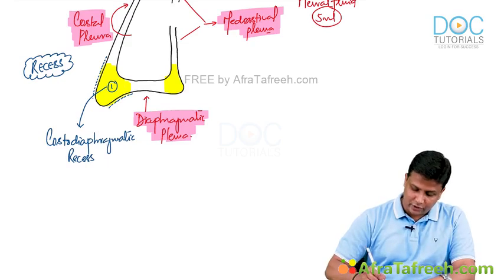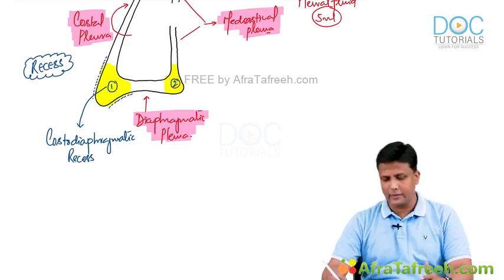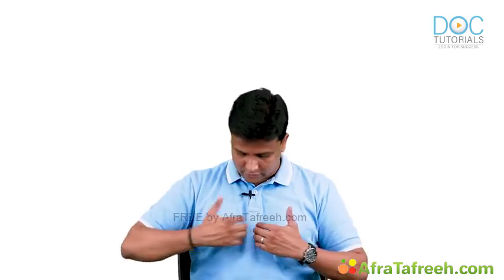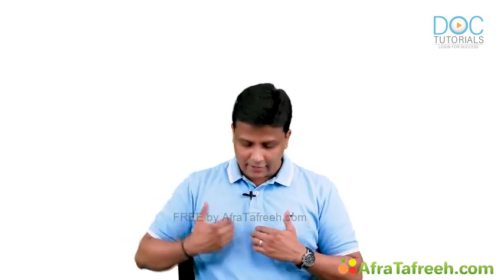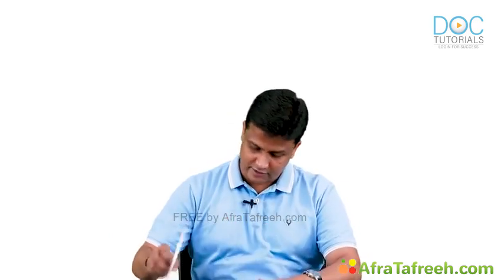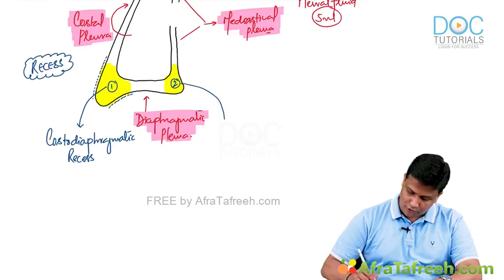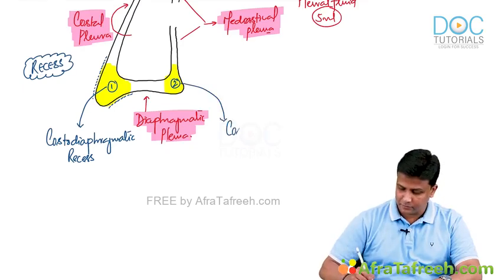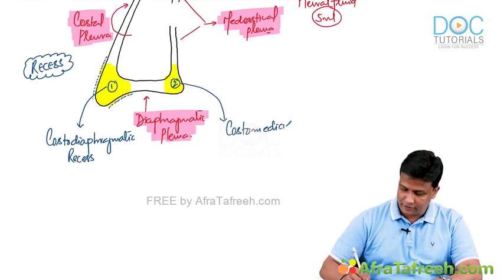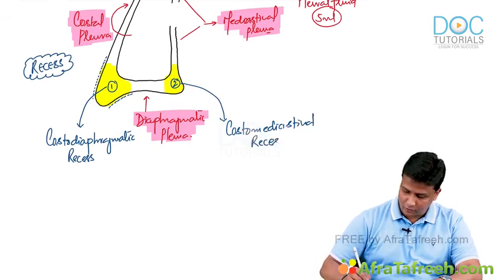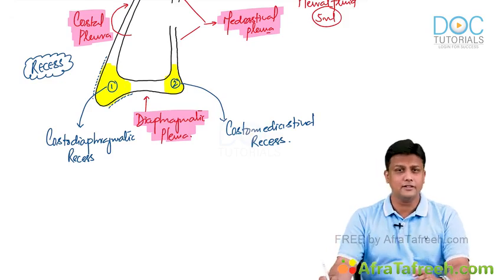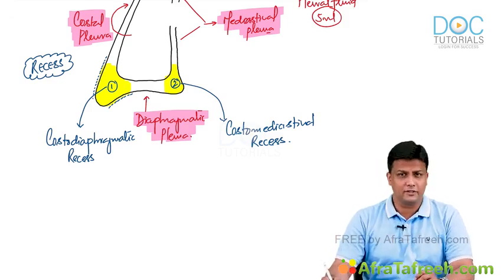And then what about this one? Let me just give number 2 here, the second recess over here. That recess is actually between the costal surface and then the mediastinal surface. So therefore, costomediastinal recess. This is referred to as the costomediastinal recess. So from here we can understand that there are two types of recess in the pleura. One will be the costodiaphragmatic recess and another one will be the costomediastinal recess.